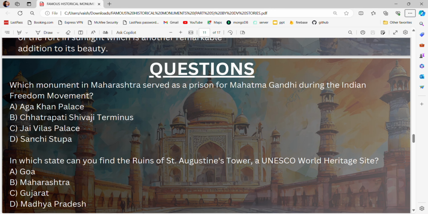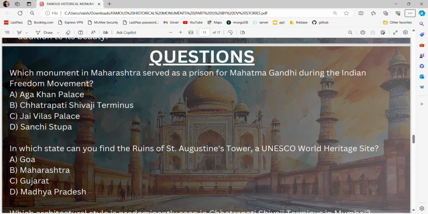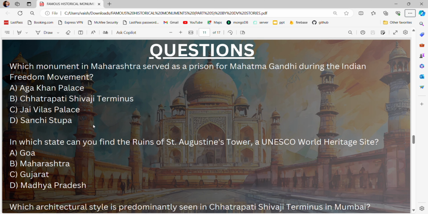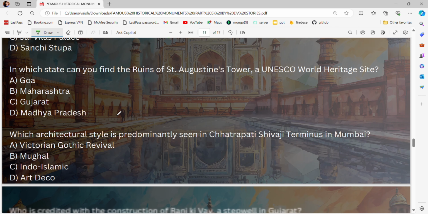And next, here we are discussing some questions which will improve your confidence. So let's do this. First question, which monument in Maharashtra served as a prison for Mahatma Gandhi during the Indian freedom movement? And the options are Aga Khan Palace, Chhatrapati Shivaji Terminus, Jaivilas Palace, and Sanchi Stupa. Here the answer is Aga Khan Palace.